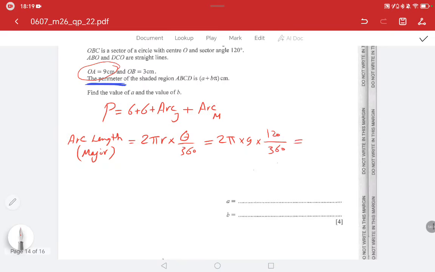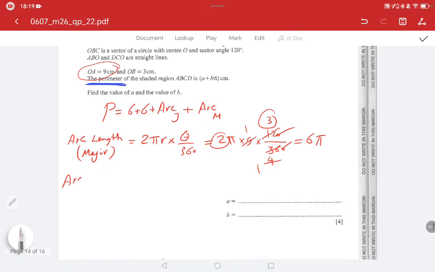Okay, so if I divide by 10, I can cancel the zeros, and then 9 divided by 9 is 1, 36 divided by 9 is 4, 4 divided by 4 is 1, 12 divided by 4 is 3. So 2 times this 3, so it's 6 pi. Okay, so this is the arc length of the major arc.